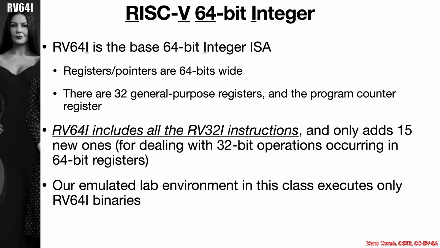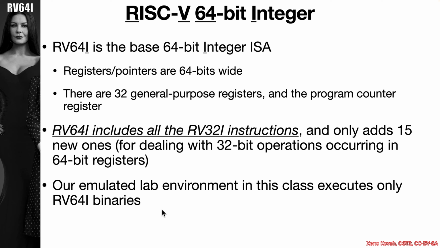So in this class, the lab environment that we're using, the Docker container, actually is running QEMU that is only capable of executing RV64I binaries. And so although it can use RV32I instructions, the binaries themselves are compiled for 64-bit. It assumes 64-bit registers and so forth. So I may fix this.